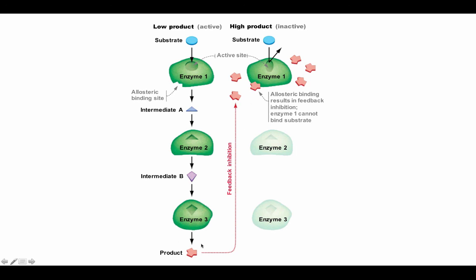So when there's a very low concentration of the product, very little of it is going to find those allosteric binding sites, and the reaction will proceed. But as you start to get an accumulation of that product, more and more of them are going to interact with these inhibitory allosteric sites on this first enzyme, and it's going to slow down that reaction and inhibit more and more of these enzymes until there's just the right amount of product in the environment.